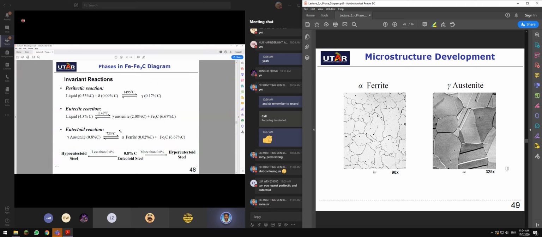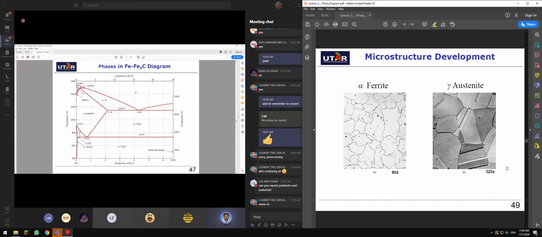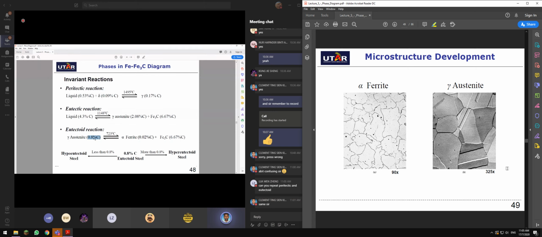And then eutectoid reaction happens here. You need to have a carbon content of 0.76. From here, this is solid. You change phase into two different distinguished solids. 0.78. Okay, you can go for 0.8 or 0.76, it's almost identical. You reduce the temperature, it changes to two different phases, from solid to solid, but two distinguished phases. You have alpha ferrite, which is BCC, and then you have cementite as well.